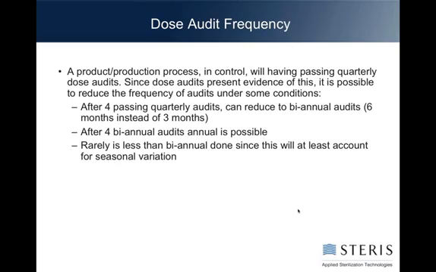Dose audit frequencies, you're doing them quarterly, but there are possibilities of reducing that frequency over time. After you have 4 passing quarterly dose audits, there is a possibility of reducing that to biannual audits, meaning you could do an audit every 6 months. This is not an automatic, you don't get out of jail free card. You have to have specific data on the bioburden, the types that you have in your population, not just pass 4 audits and you're done.